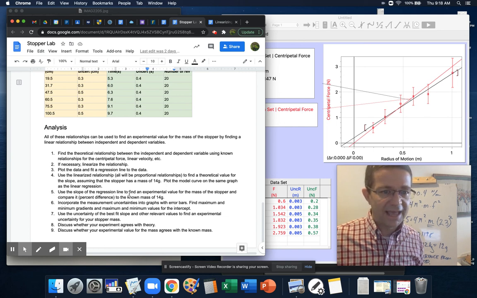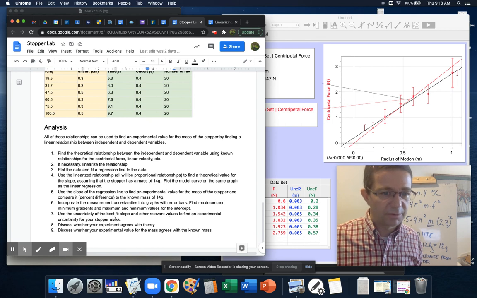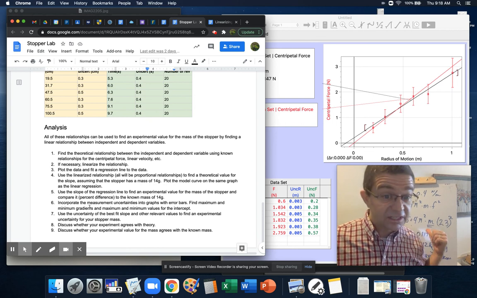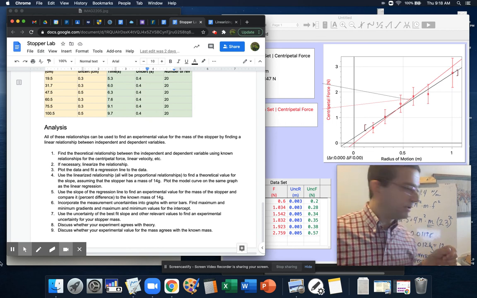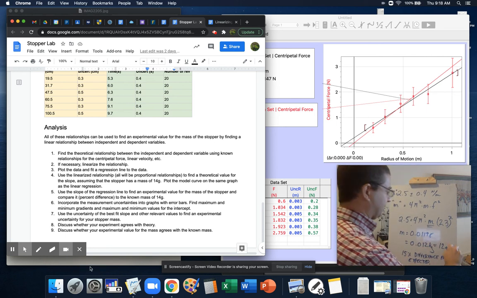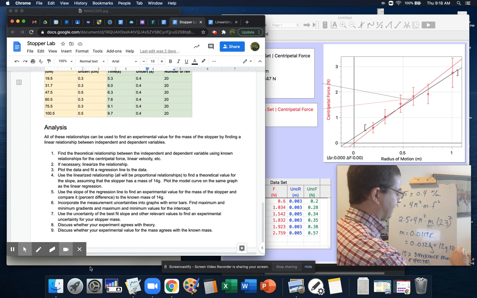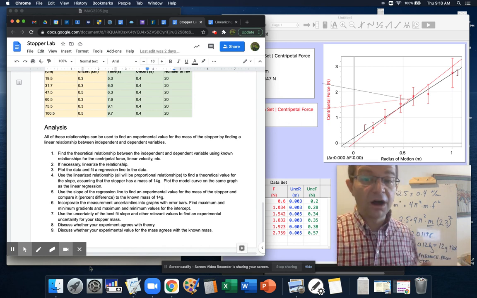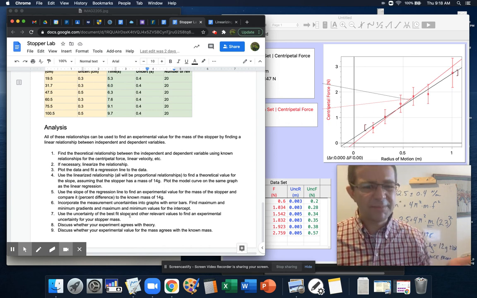We put a model onto the graph. We've added the error bars. We found maximum and minimum gradients. We have the uncertainty of the best fit slope. We found a stopper mass. I didn't mention it, but we just talked through that 20% uncertainty. Maybe it's 19%.